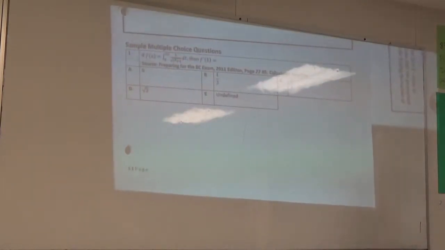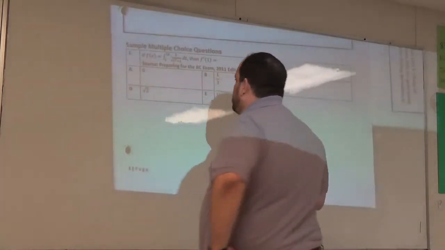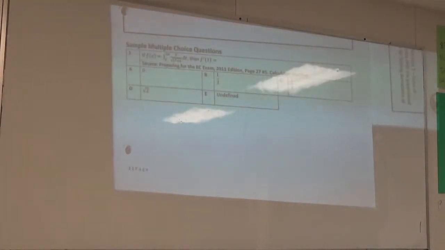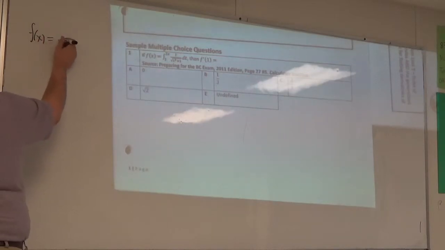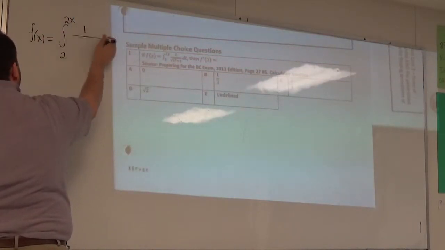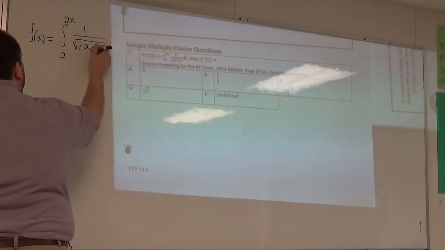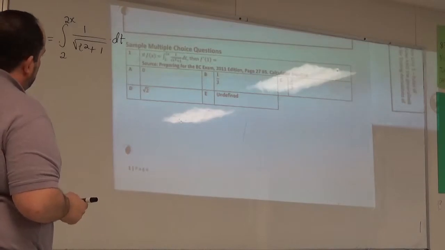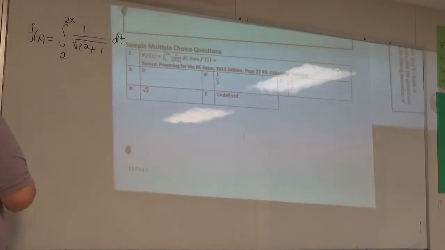All right, number one, f of x is the integral from 2 to 2x of 1 over the square root of t squared plus 1. Find f prime of 1. There's no derivative. Good, you're not going to fall for it then, are you? Except, Anthony, what is it that I want you to find? F prime. Ah! I want f prime of 1.